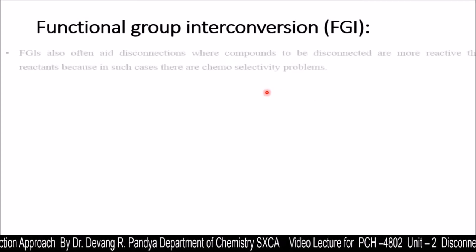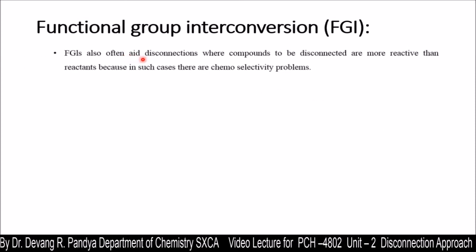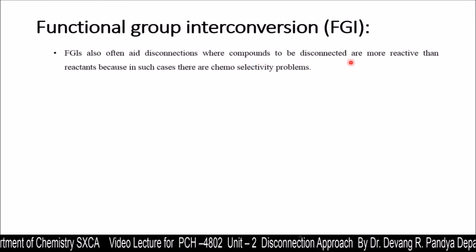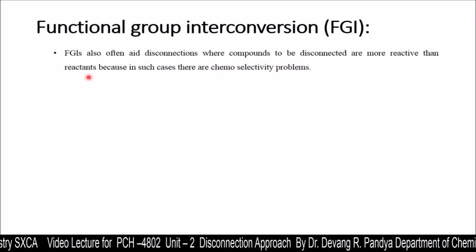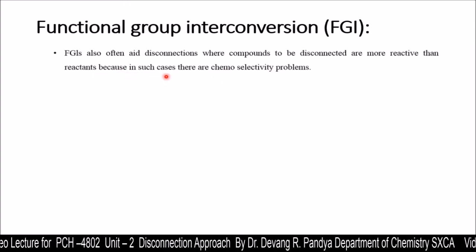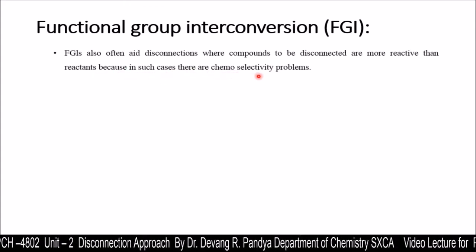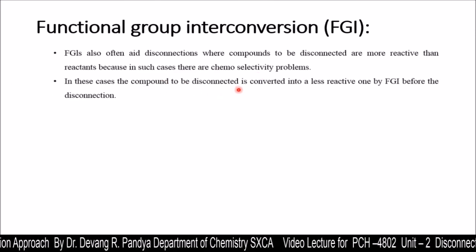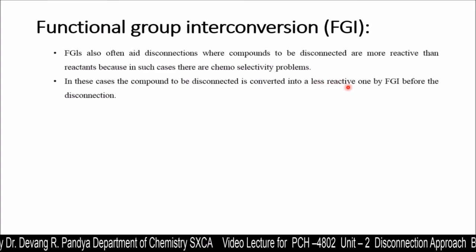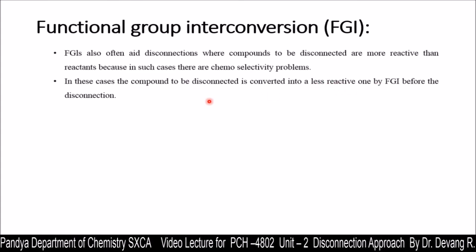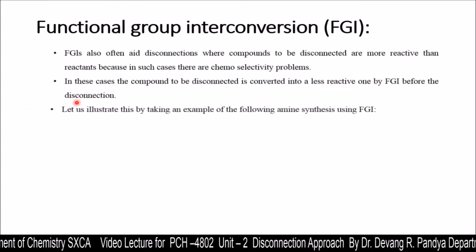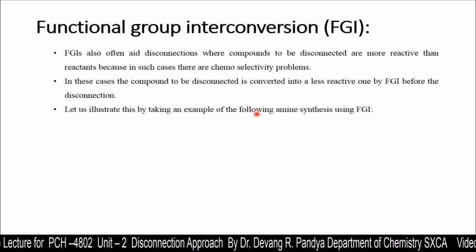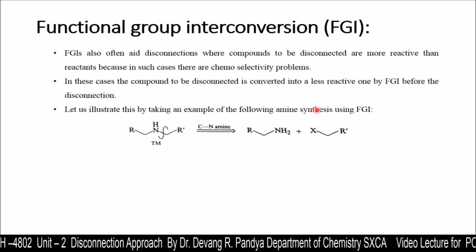Functional group interconversion, another example. FGI also often aids disconnections where the compounds to be disconnected are more reactive than the reactants, because in such cases there are chemoselectivity problems. In these cases, the compound to be disconnected is converted into a less reactive one by FGI before the disconnection. Let us illustrate this by taking an example of the following amine synthesis using FGI.